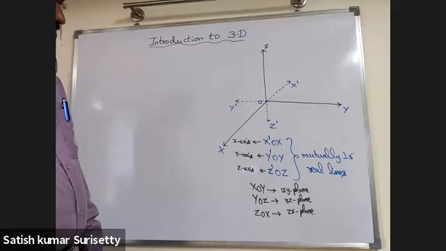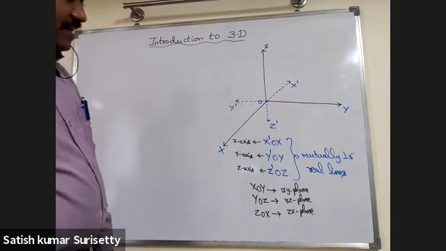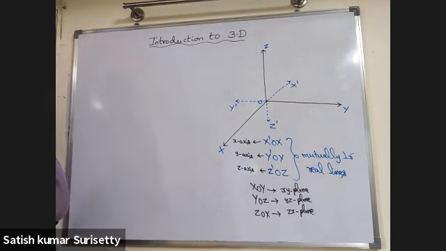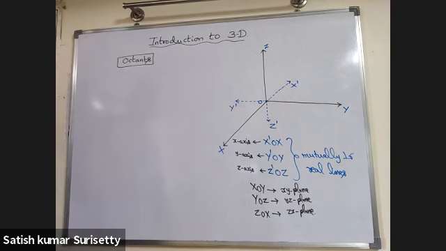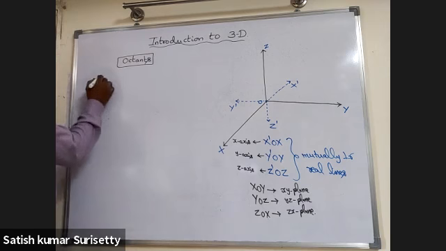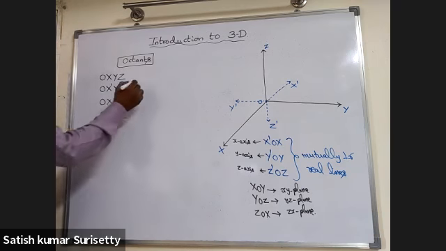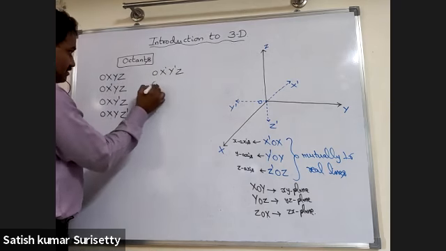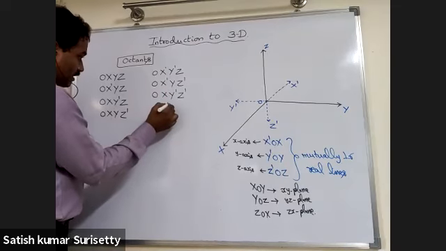The three axes divide the space into 8 parts called octants, denoted by OXYZ, OX'YZ, OXY'Z, OXYZ', OX'Y'Z, OX'YZ', OXY'Z', OX'Y'Z'.